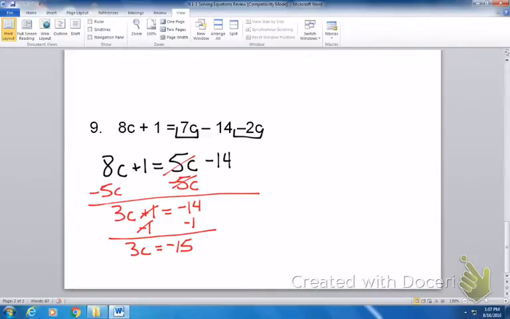3 times c, you undo it with division. The 3's cancel. I have c equals. A negative divided by a positive is definitely going to be negative. Negative 15 divided by 3 is negative 5.